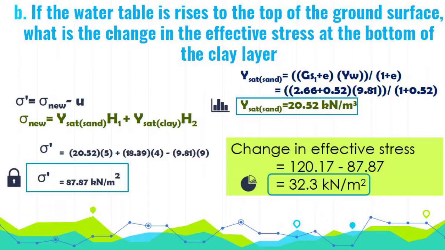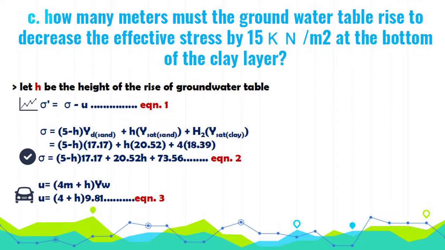Let us assume the height of rise of the groundwater table to be h. The expression for change of effective stress is given by sigma prime is equal to sigma minus u, and that is our first equation. Second, calculating the expression for total stress.